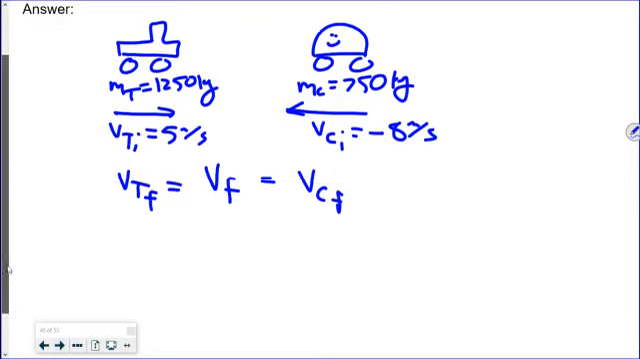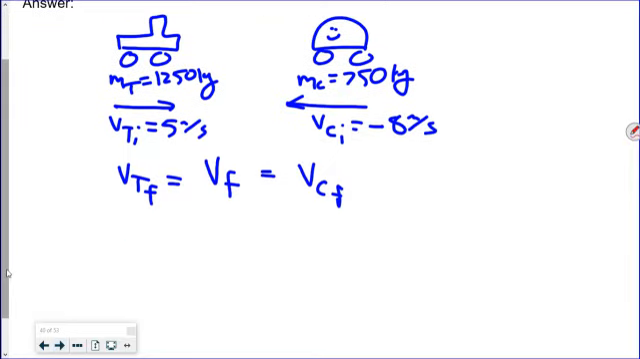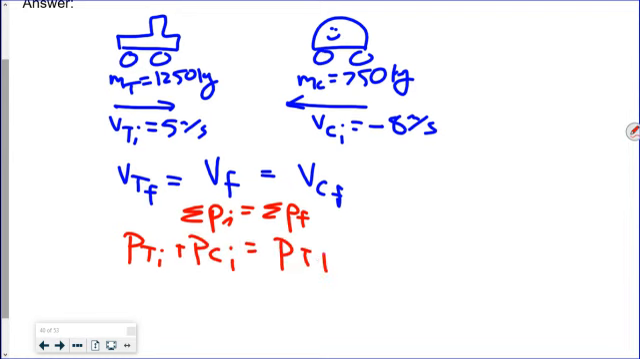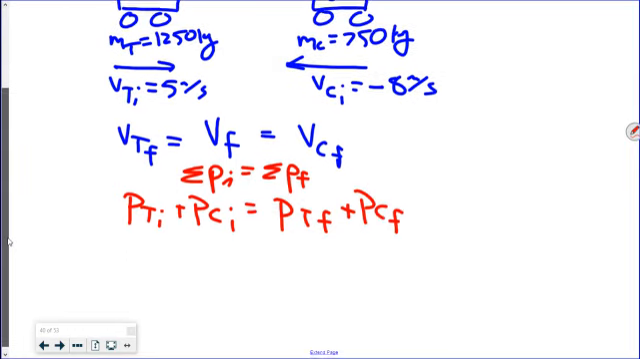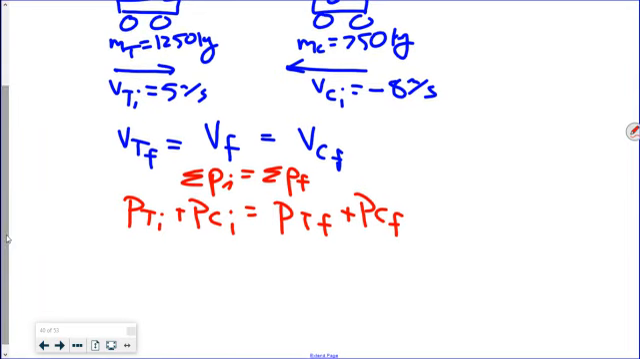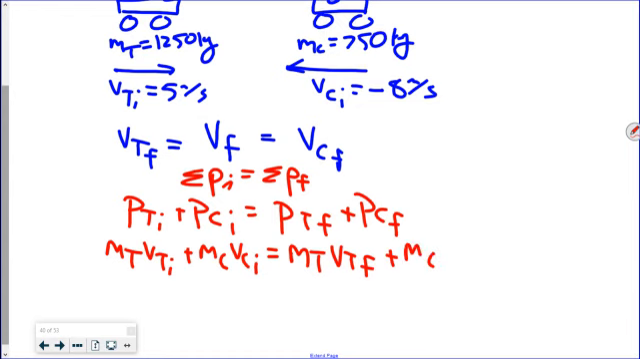And we're going to solve it by using that equation that I just had on the board. We're going to say that the total momentum before the cars collide is equal to the total momentum after the cars collide. So that means the momentum of the truck before the collision plus the momentum of the car before the collision has got to equal the momentum of the truck after the collision plus the momentum of the car after the collision. So let's plug in our numbers. Oh, we can't plug in numbers yet. So this is mass of truck, velocity of truck initial, plus mass of car, velocity of car initial, equals mass of truck, velocity of truck final, plus mass of car, velocity of car final.